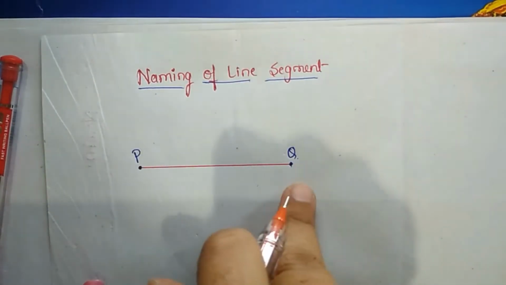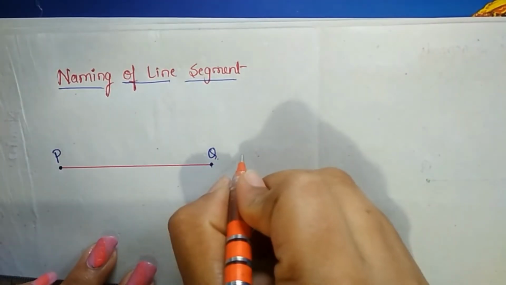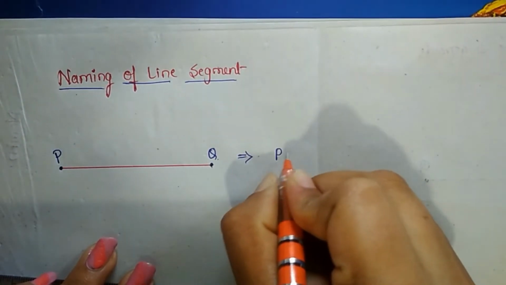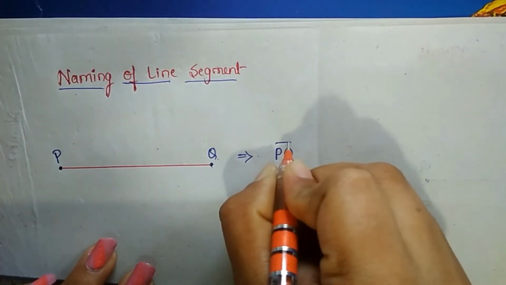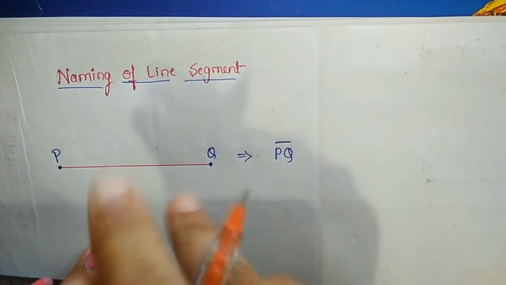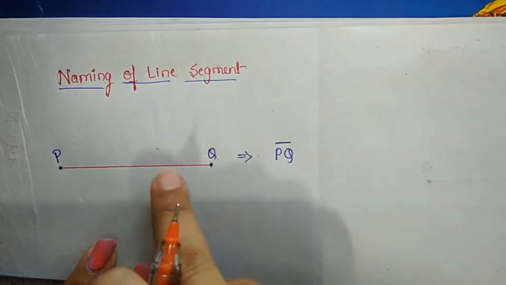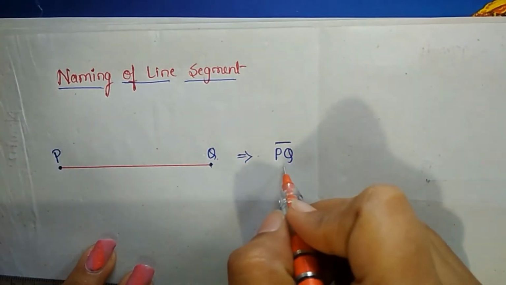Okay, you will name it like this, and denote it symbolically as P and Q. On the head of this you should put a bar like this. So the line segment is named PQ. You should name it like this.